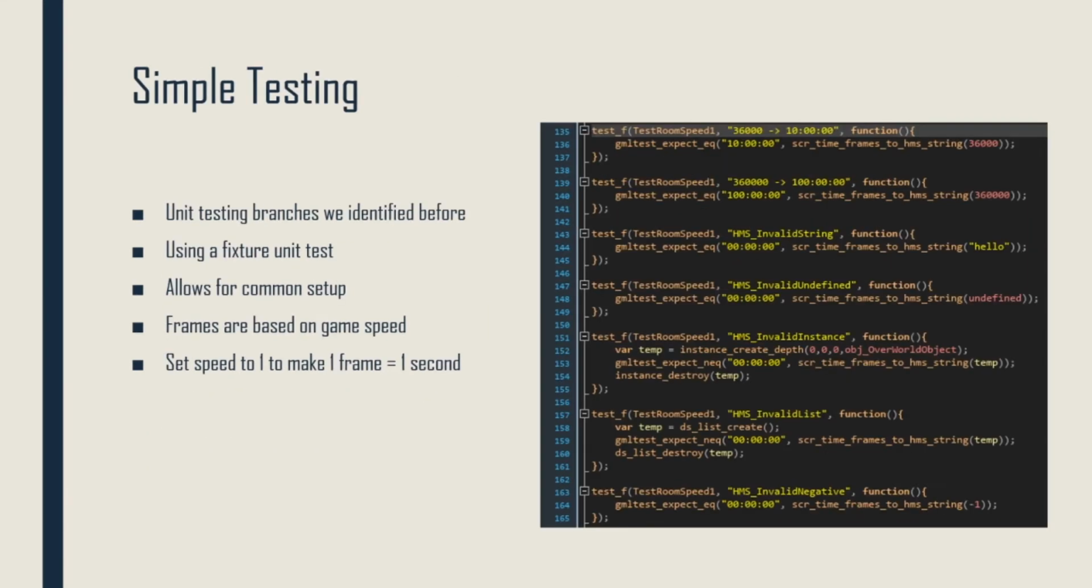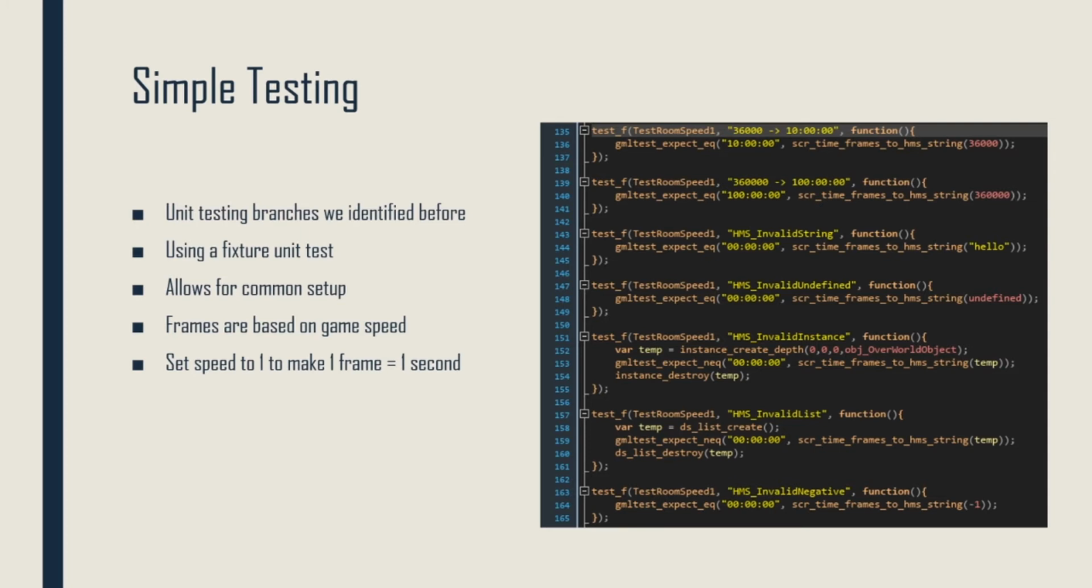So this is a couple simple tests that I have of that. I'm testing the branches that we identified before. I'm using a fixture test, which I will get into later. Basically, it allows for common setup and teardown of a test. GameMaker has frames set by game speed. So what the fixture test is doing is setting the speed to 1 to make 1 frame equal 1 second in order to simplify unit tests, and then resetting it back after.